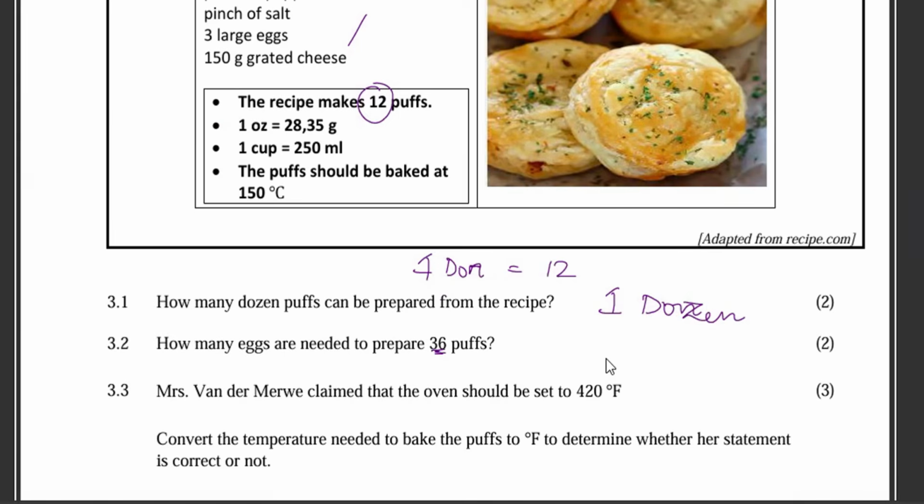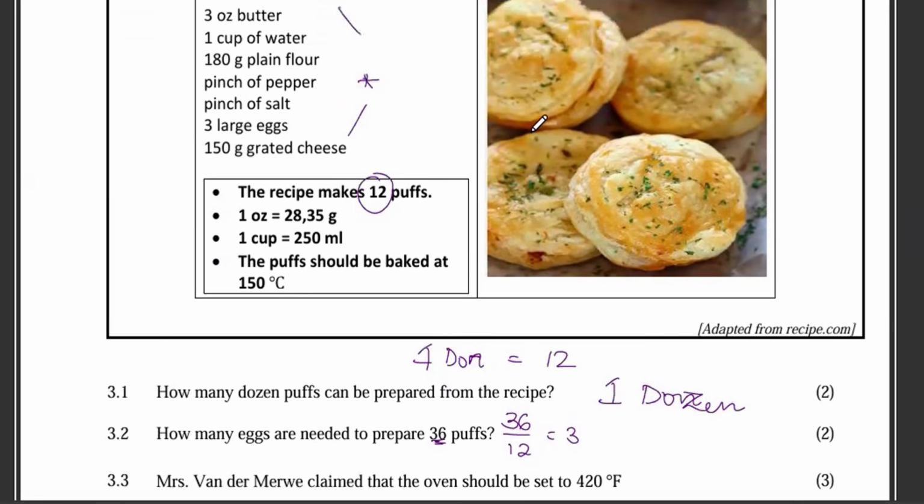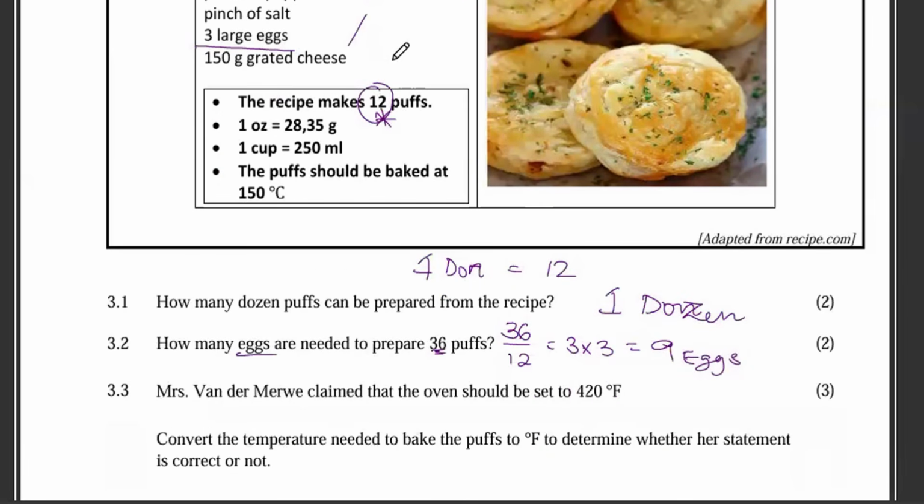How many eggs are needed to prepare 36 puffs? What you're going to ask yourself is, from 36, how many dozens do I have? I have 3. Come back to the recipe and ask yourself, because we are looking at eggs, for 12, how many eggs do we need? We need 3 large eggs. So that means we shall need 3 times 3. The answer becomes 9. 9 eggs. All right.